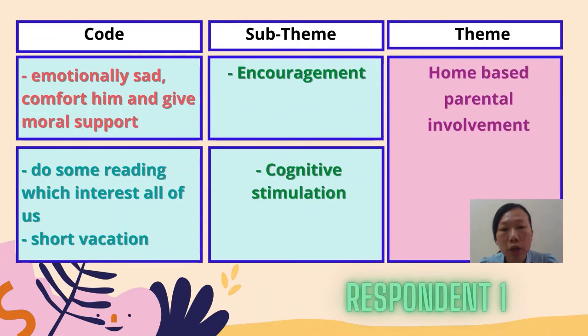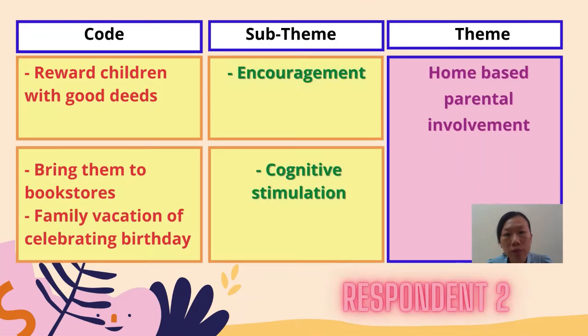The second sub-theme is encouragement. For respondent 1, when his son was emotionally sad, he will comfort him and give him moral support to boost his morale and give him confidence in facing the future. As for the third sub-theme, cognitive stimulation, they will always do some reading together and have short vacations.